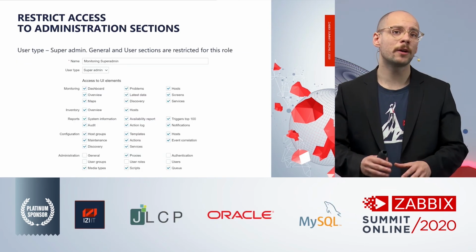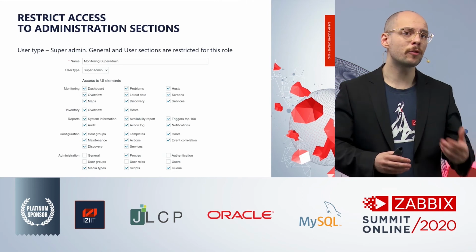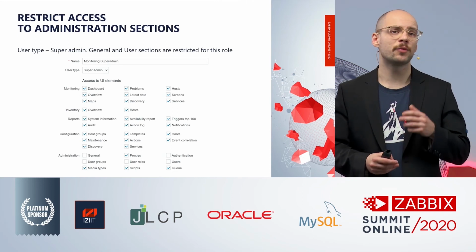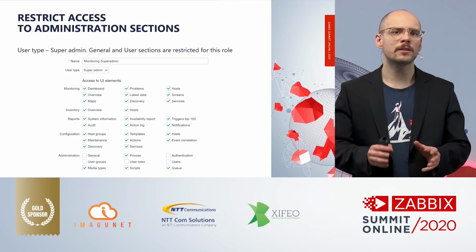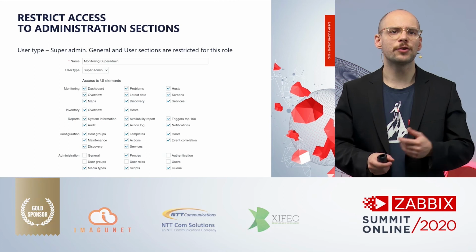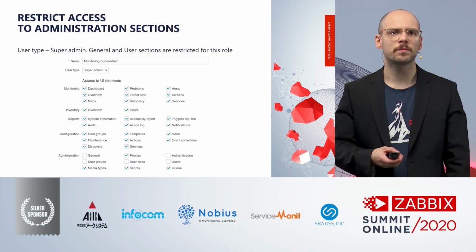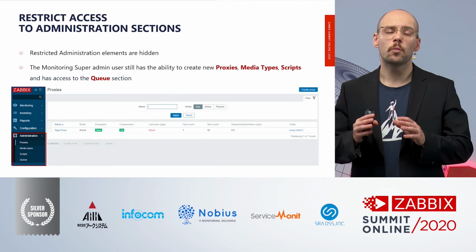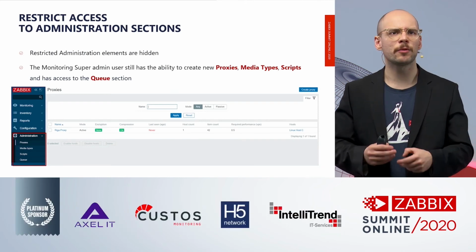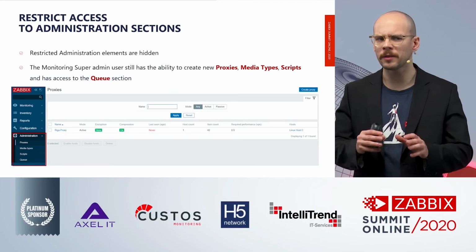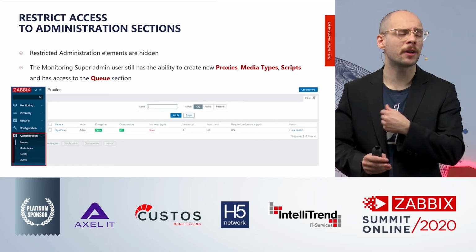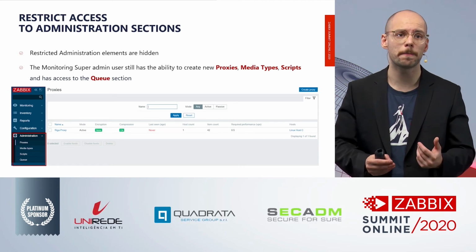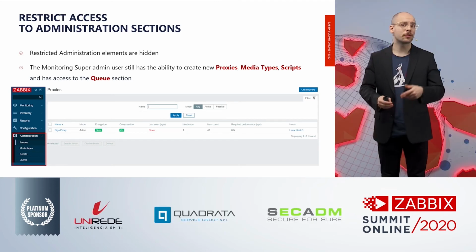So once again, we are opening our administration user roles section, creating a new role of type super admin, and restricting all of the user related things, and also restricting going to administration general. So when we log in, we can see that there is no access to the administration general section because we didn't want these admins to maybe change some housekeeper settings or trigger severities or other things that are available in administration general. But we want them to be able to manage our proxies, media types, scripts, and take a look at the queue.